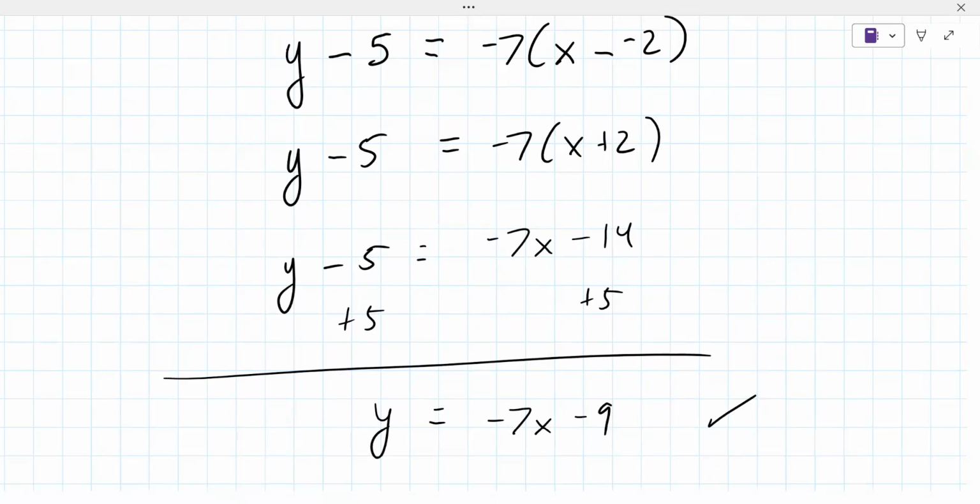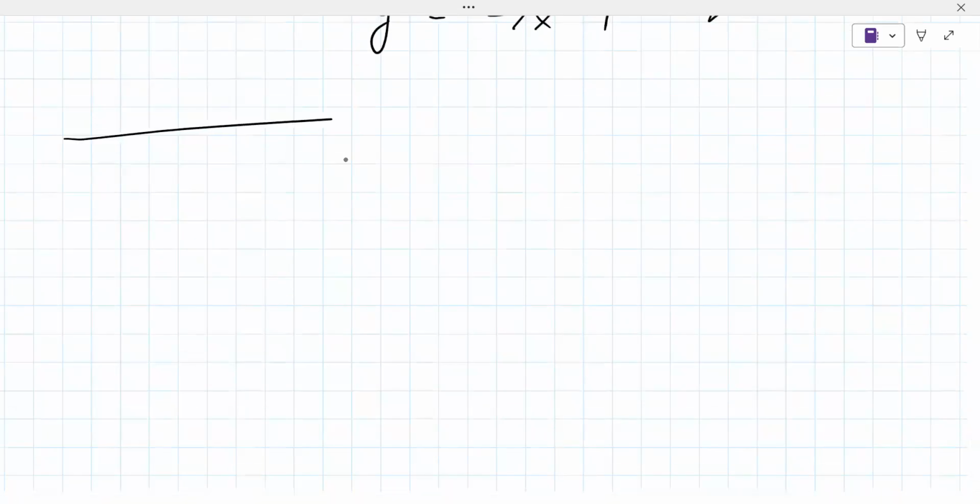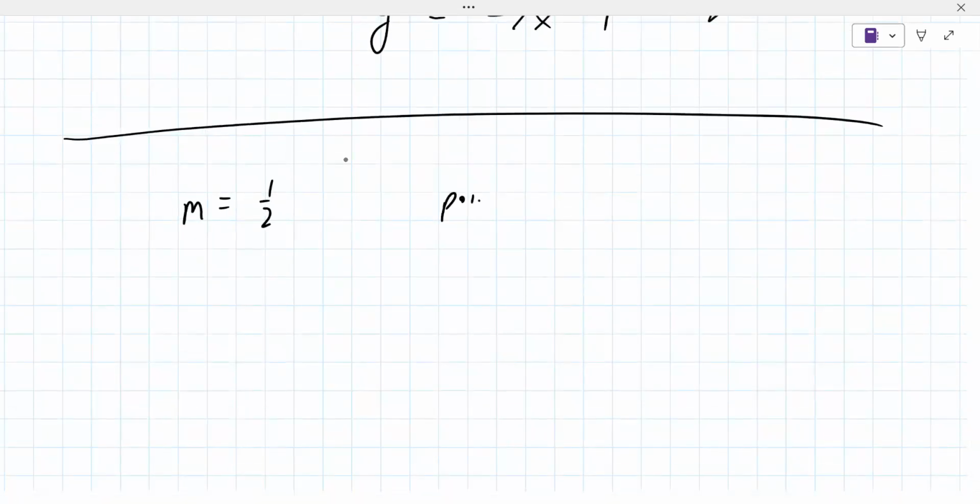So we've got to do some with fractions, okay? Let's just say I give you a problem where m is 1/2 and the point is negative 6 comma 4. Okay, so could you first put this into point slope form for us, please?